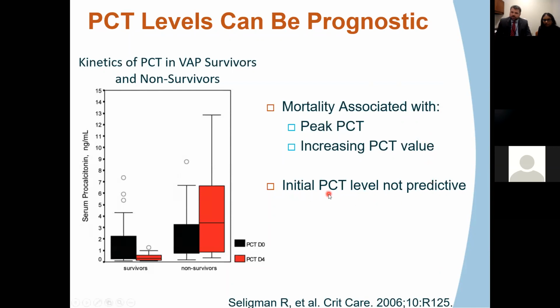The initial procalcitonin is not predictive. The timeline that we looked at just a few slides ago, where it was initially low, is just showing that it hasn't risen yet. It hasn't had the time to be produced and become elevated.